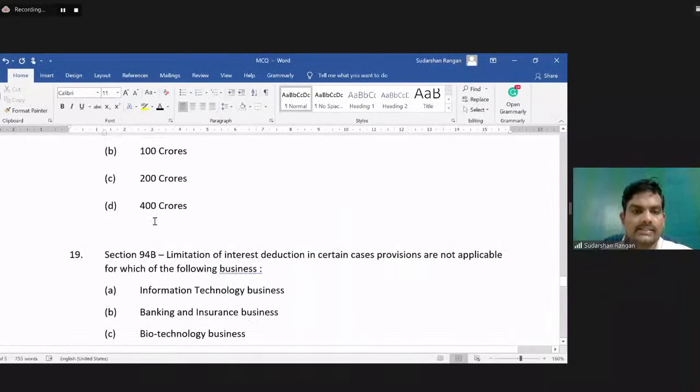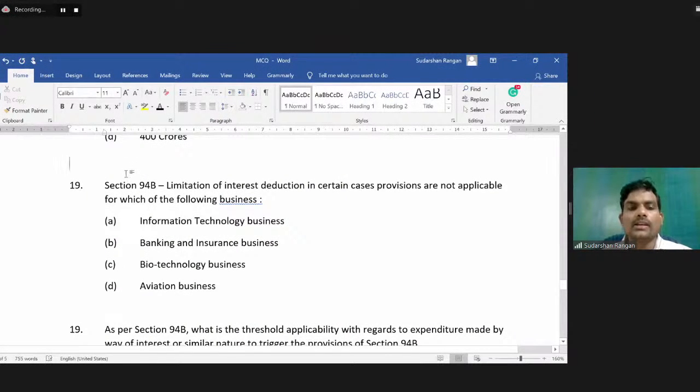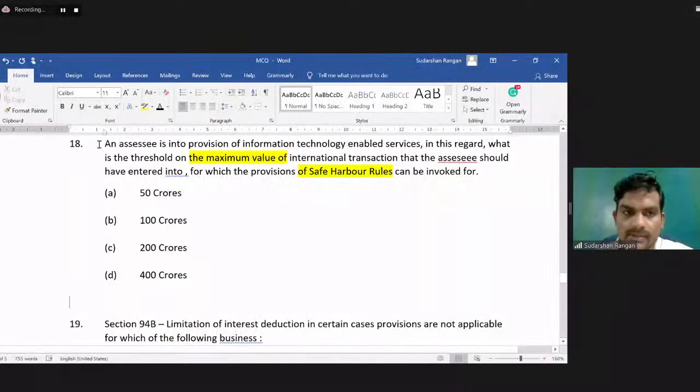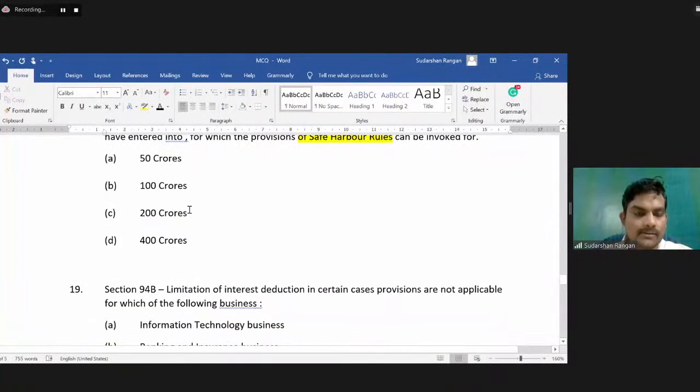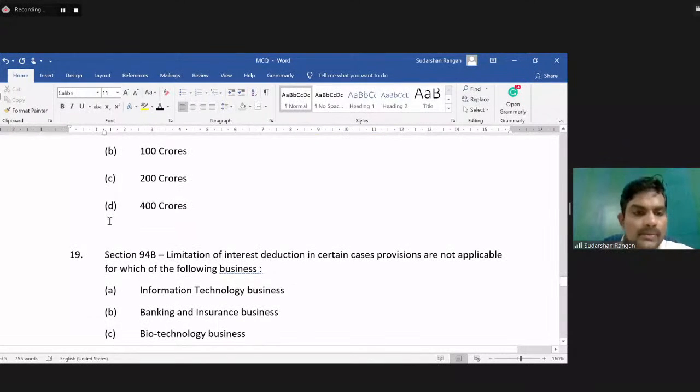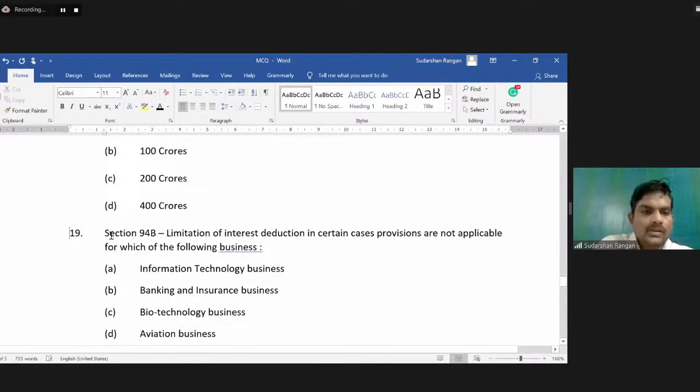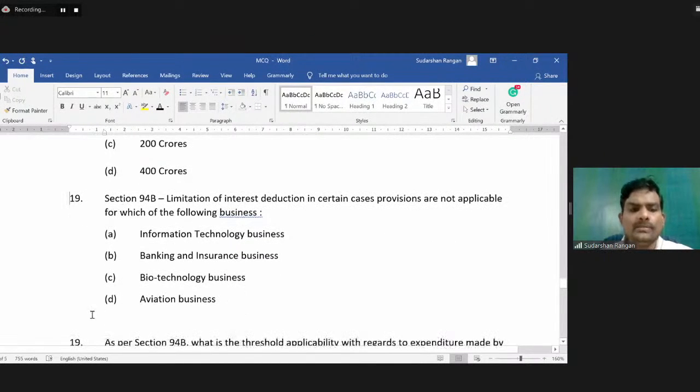We'll discuss any case. If you personally ask me, given an option, I would not ask a question like 18, but I have seen in the past that such questions have been asked. This is more trying to test your memory. But anyway, that's the nature of the game. We need to play it. Question number 19.